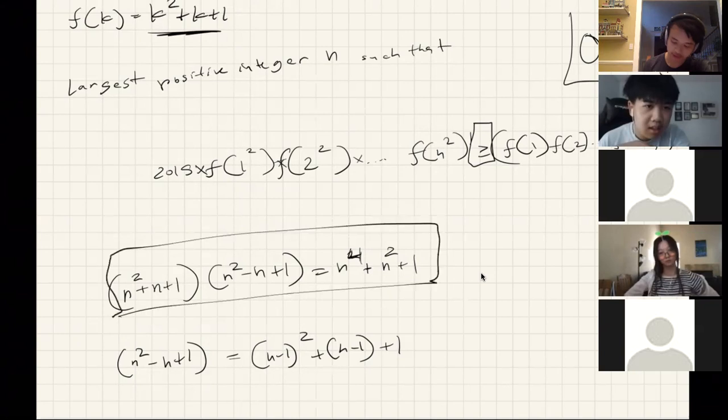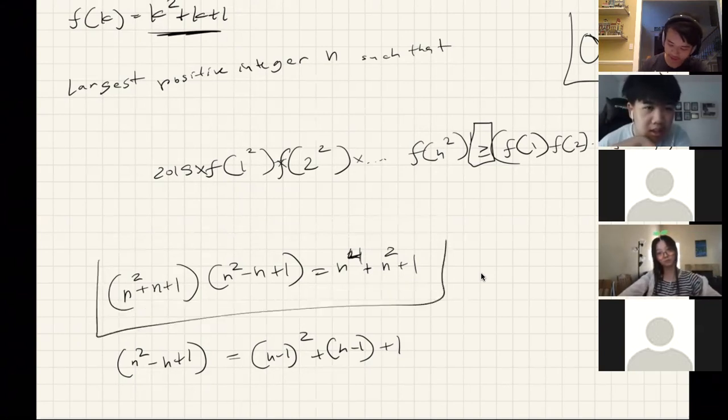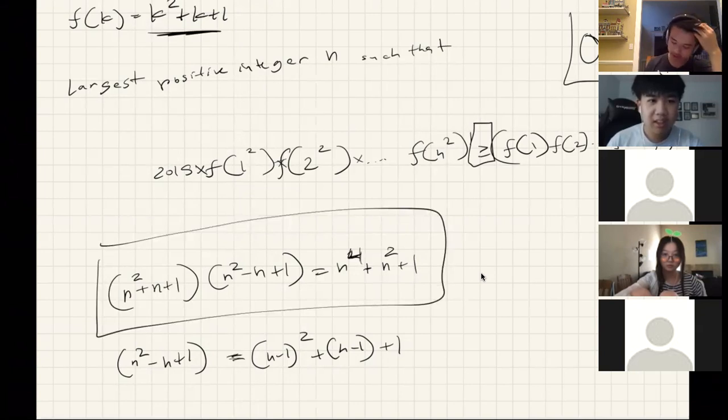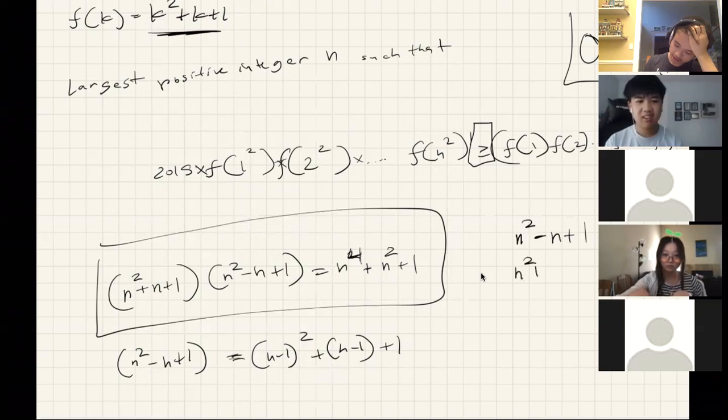This identity is really useful. You should not be forgetting this identity. I've seen it come up multiple times. And the next identity is n squared minus n plus 1. It actually equals n minus 1 squared plus n minus 1 plus 1. So as you can see, there's a lot of things you can do with these two things. There's lots of cool things you can do with these.